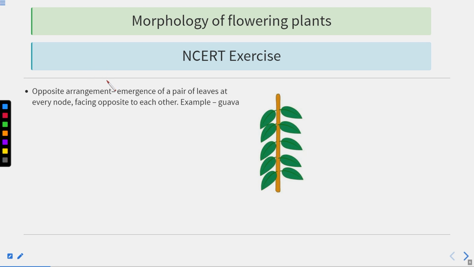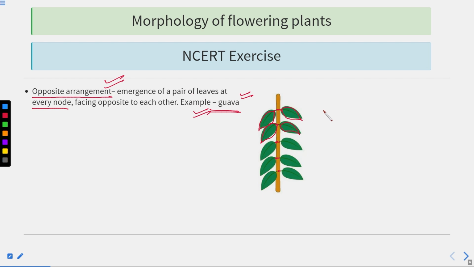Next is the opposite arrangement. Opposite arrangement is the emergence of a pair of leaves at each node. So here you can see this is the nodal region, and at each node you can see the leaves are emerging out like this. At one nodal region, two leaves are emerging, and that is opposite to each other, right? That we see in the case of guava. So that is the opposite arrangement.